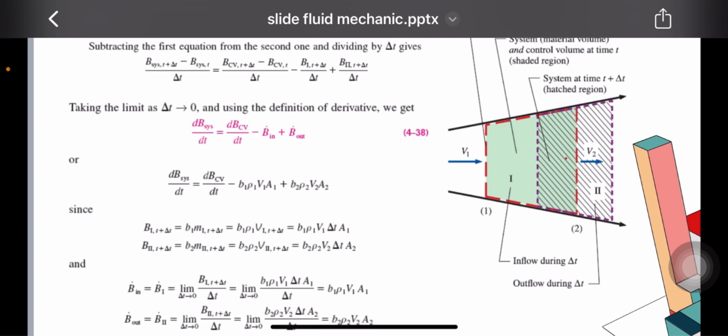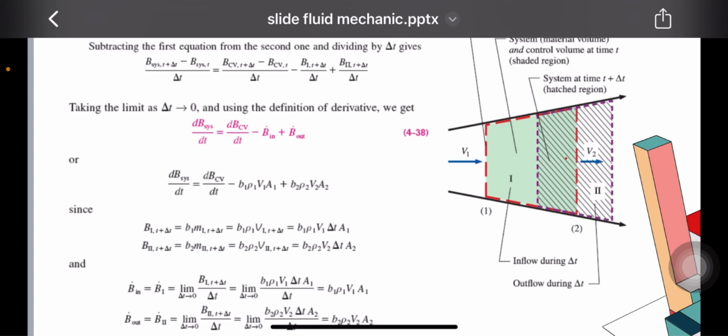At time t plus delta t, the system has moved while the control volume remains fixed. The property of the system at this new time can be expressed as B_sys(t plus delta t) equals B_cv(t plus delta t) minus B1(t plus delta t) plus B2(t plus delta t).